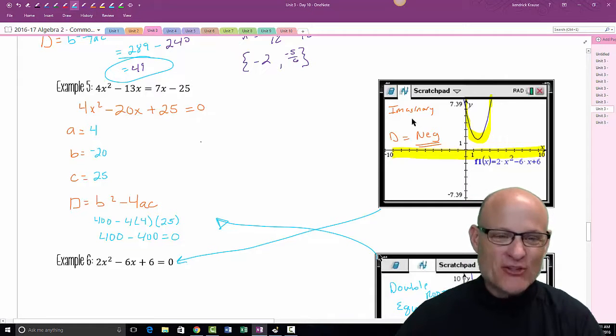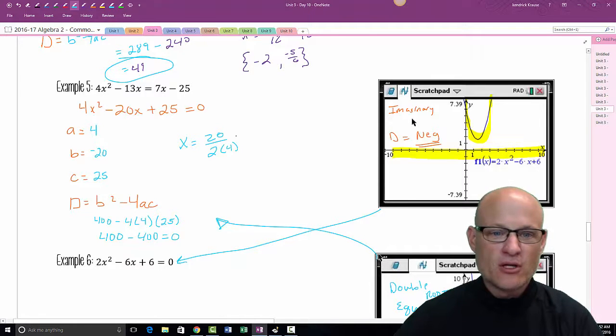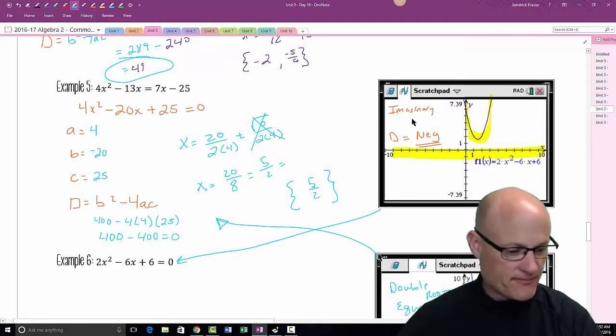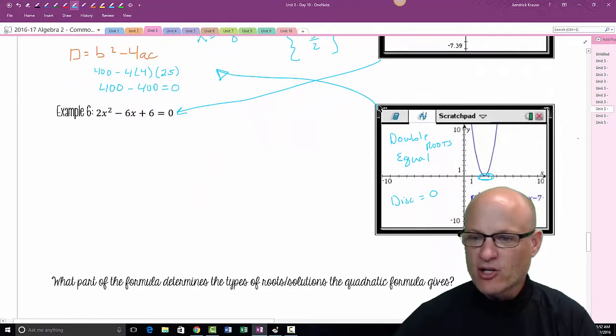That was fun. So x equals negative b, which is 20, over 2 times a, which is 4, 2 times 4, plus or minus the square root of 0 over 2 times 4, but this stuff goes away. So what I end up with is x equals 20 over 8. If I reduce it, 4 goes into both. This is just 5 halves, which is really just 2.5. So my answer is 5 halves. And if I look over here, does that look like 2.5? Yeah, that looks like 2.5.